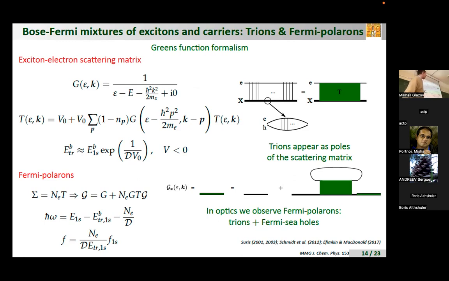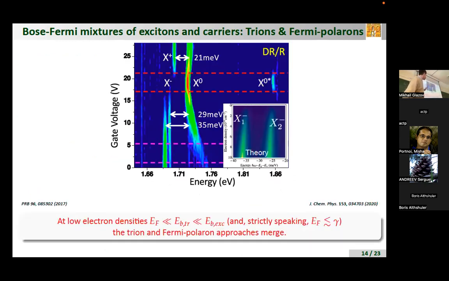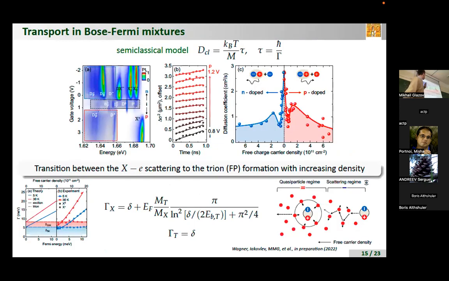Anyway, this model is very convenient. It provides reasonable agreement with experiments. In some cases, you can simply merge the approaches of trions and Fermi polarons. I'm just going to show you the result. High quality sample, if I'm not mistaken, tungsten diselenide, encapsulated by hexagonal boron nitride, gate tunable.